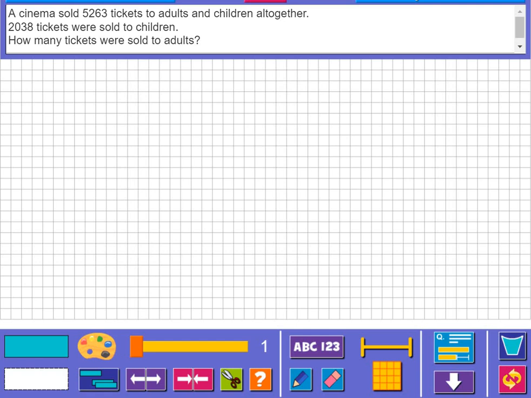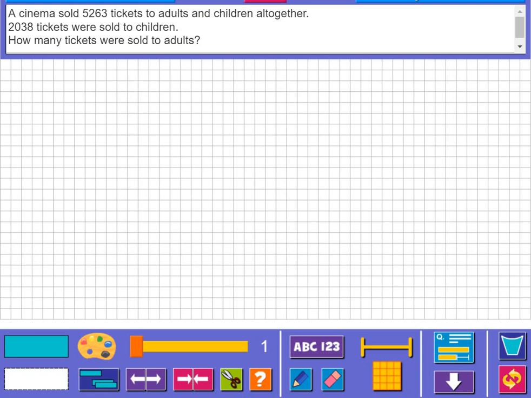Okay, so now we are learning how to solve word problems using 4 steps. First of all, read the problem. A cinema sold 5,263 tickets to adults and children altogether. 2,038 tickets were sold to children. How many tickets were sold to adults?